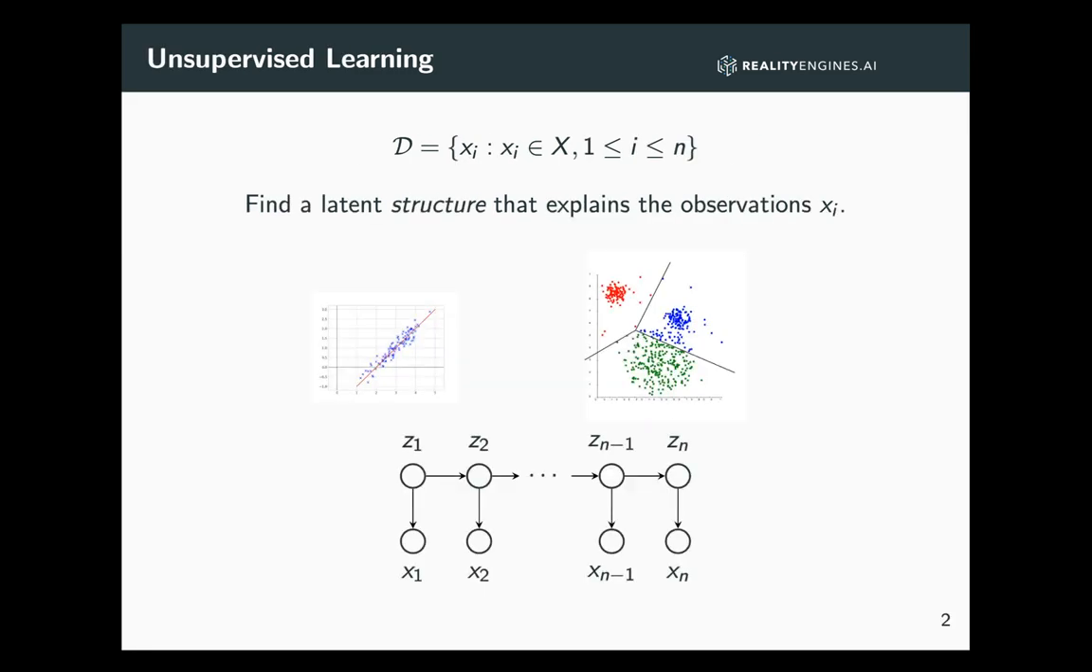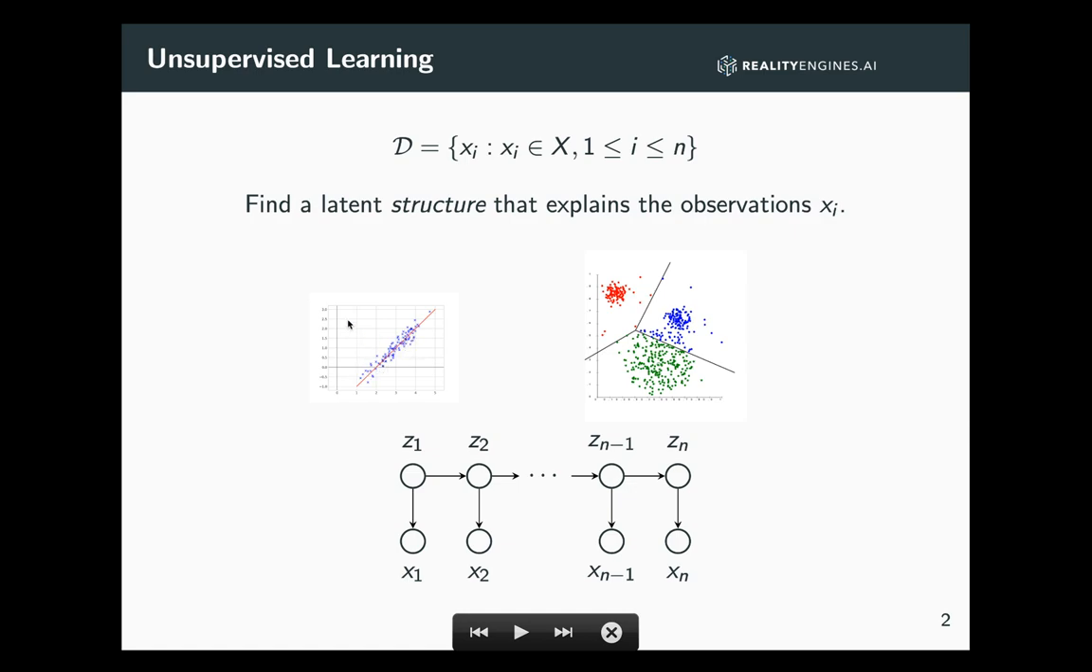Unsupervised learning: we don't have labels. All we have is raw data. And the best we can do here is, well, not quite the best. We'll see self-supervised learning will give us some additional tools. But one thing we can try is to find a latent structure that explains our observations, X. You start out with just a bunch of data points, right? And maybe there's some underlying structure behind that data.